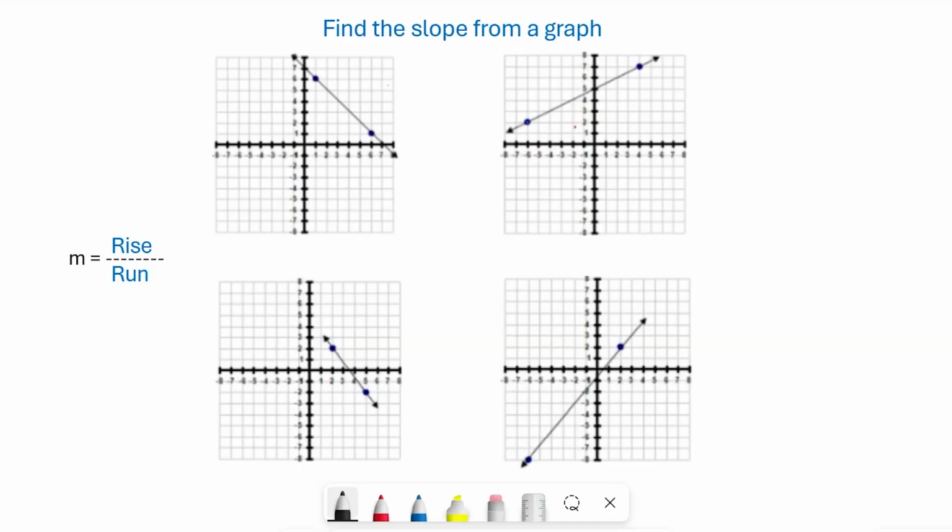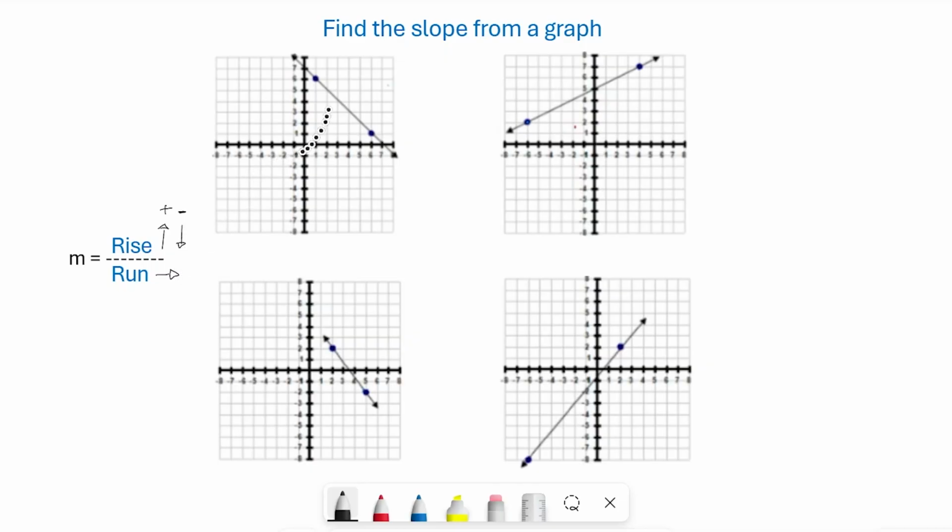We're gonna find the slope from a graph, and we're gonna be using this formula, which is rise over the run. And the rise, you're always gonna start by using the rise. For the rise, whenever you move up to get to the point, the slope is gonna be positive, or whenever you move down to get to the point, then the slope is gonna be negative. The run, you're always gonna move to the right.